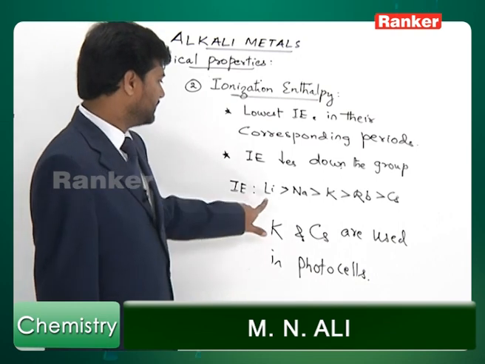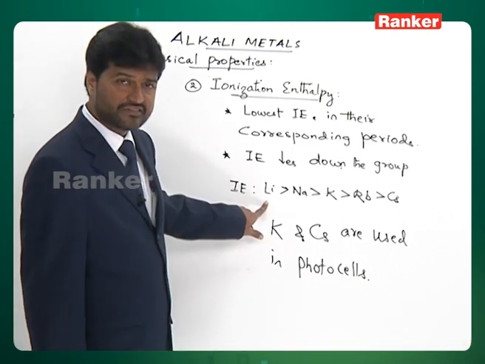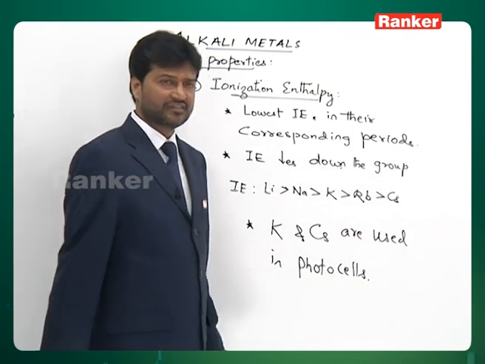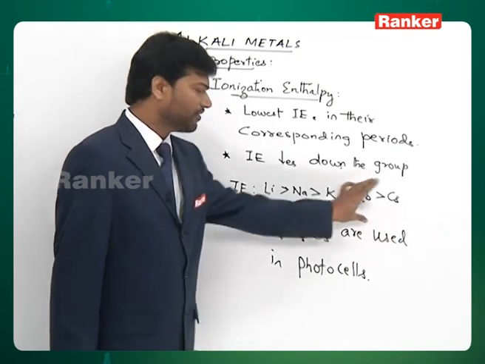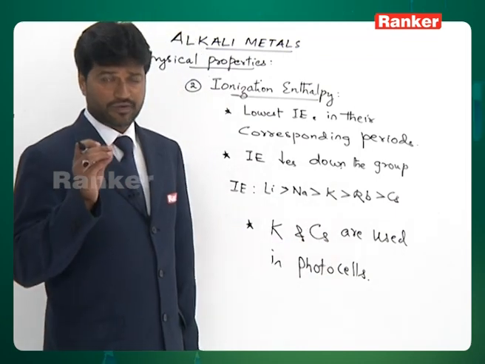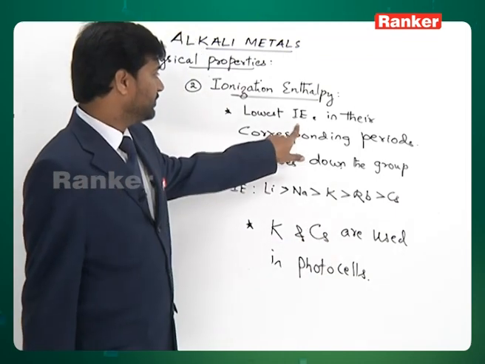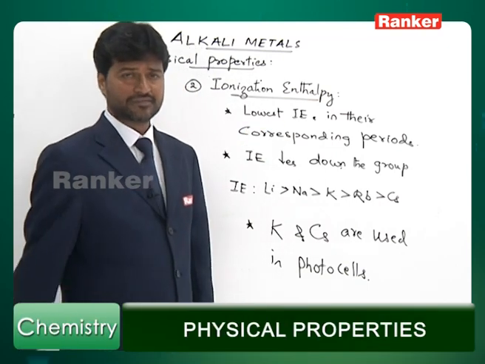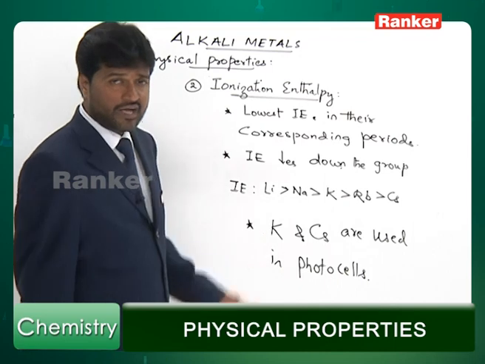Look at the order once again. Lithium has the highest ionization energy and we blame the small size of lithium, and cesium has least, it is due to its large size. So this is a regular order of ionization enthalpy. One more important point which is to be remembered is their values are lowest in their corresponding periods. That's all about ionization enthalpy.